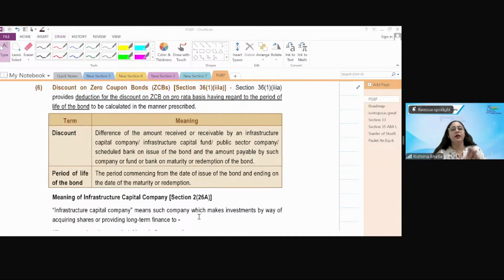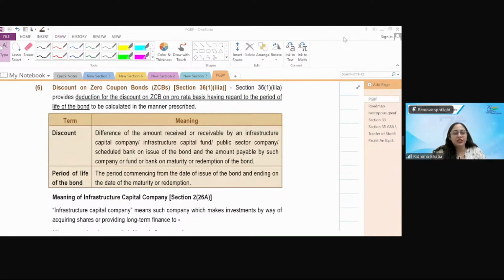I'm Ridma Bhatia. We have been discussing PGBP, basically how to compute income from PGBP, a very important chapter throughout your intermediate and final. I hope you are having fun and understanding what we have done up till now. We have covered the reductions till section 35, our list we have covered.